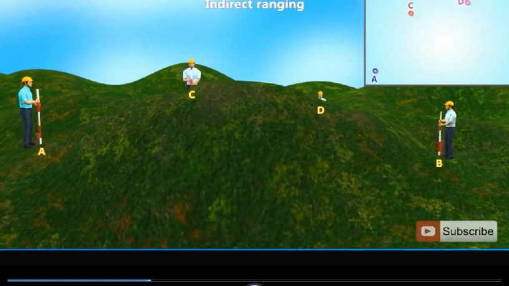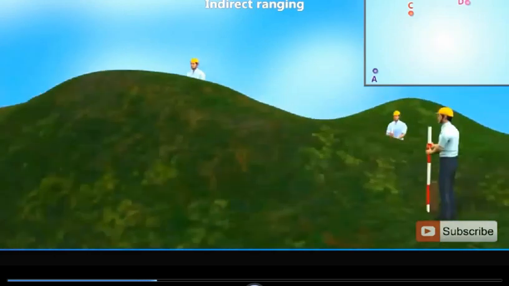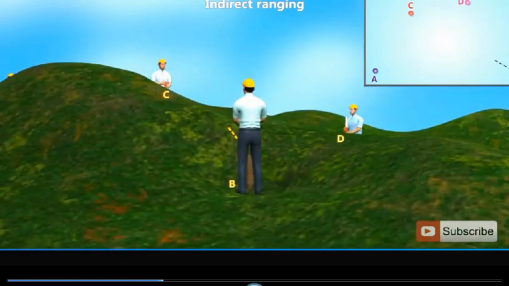So we'll select two more stations, station C and station D, such that the person standing at A can see the person standing at C and D, and the person standing at B can see the person standing at D and C. So A, C, D are intervisible. B, D, C are, all the 3 points are intervisible, but point A and point B are not intervisible.